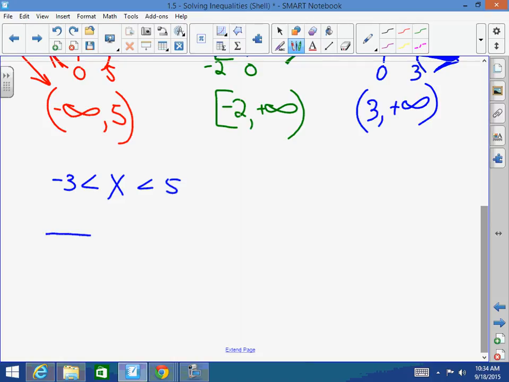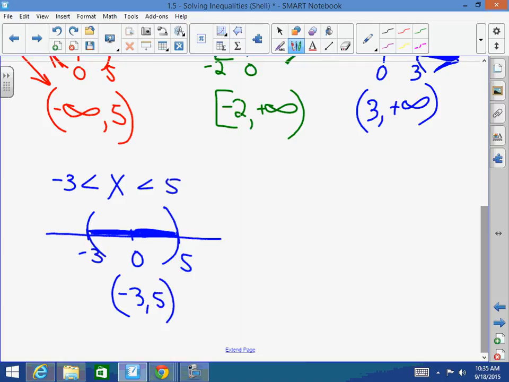To graph this, here's my 0, here's my negative 3, here's my 5. X is greater than negative 3, parentheses, and I'm going to the right. However, x is also less than 5, parentheses, going to the left. So in this particular case, the valid x values are between negative 3 and 5. I would write this as interval notation, negative 3, comma 5. This tells the reader it's anything between negative 3 and 5, but not including negative 3 and not including 5.